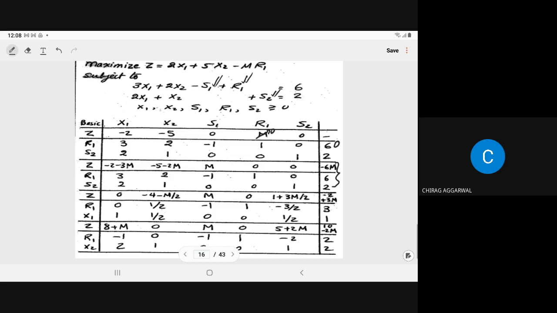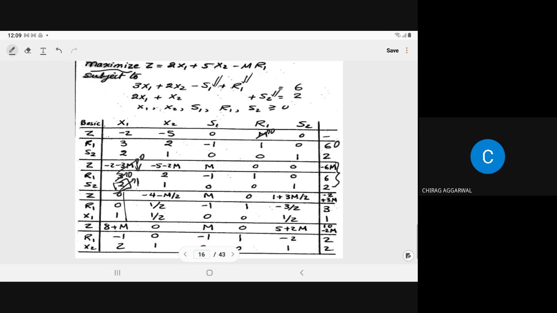So the question is of maximization. Most negative will be the entering variable. So most negative will enter. Then we take the ratio 6/3, 2/2. So 6/3 is 2, 2/2 is 1. So this is your pivot element. When this is your pivot element, you have to make it 1, you have to make it 0, you have to make it 0. So here we have made 1, 0, 0. So we have the corresponding changes.